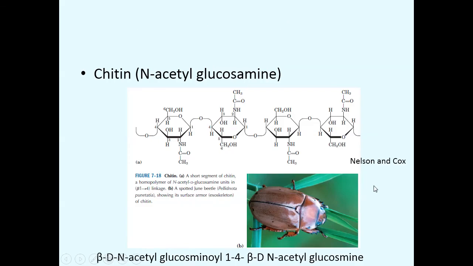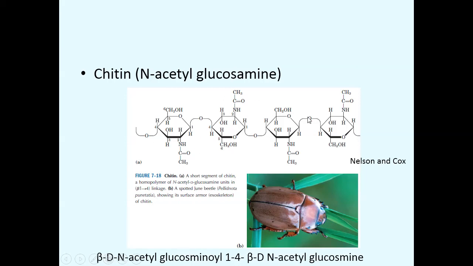In this next figure you can see that the individual monomers are in a beta configuration, because their hydroxyl groups on carbon 1 project above the plane of the ring. These monomers are linked through beta 1 to 4 glycosidic bonds. Note that every second monomer is inverted.